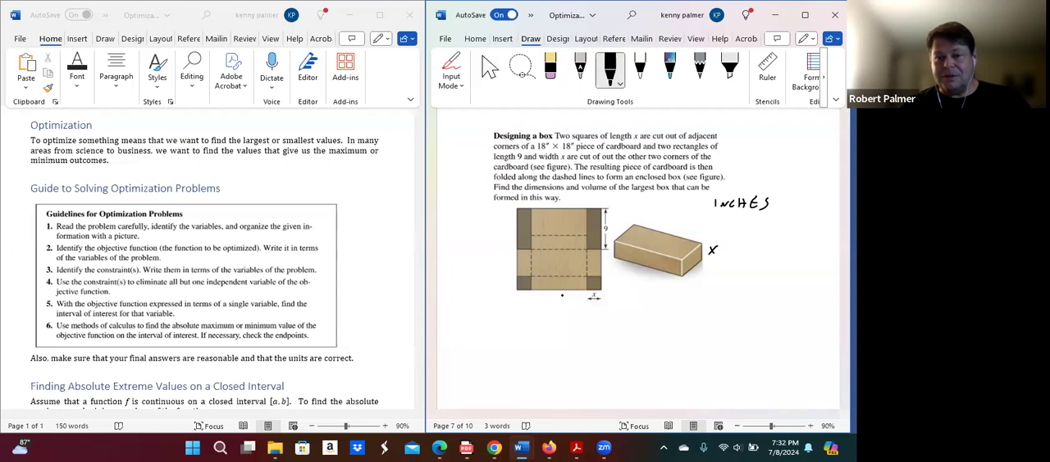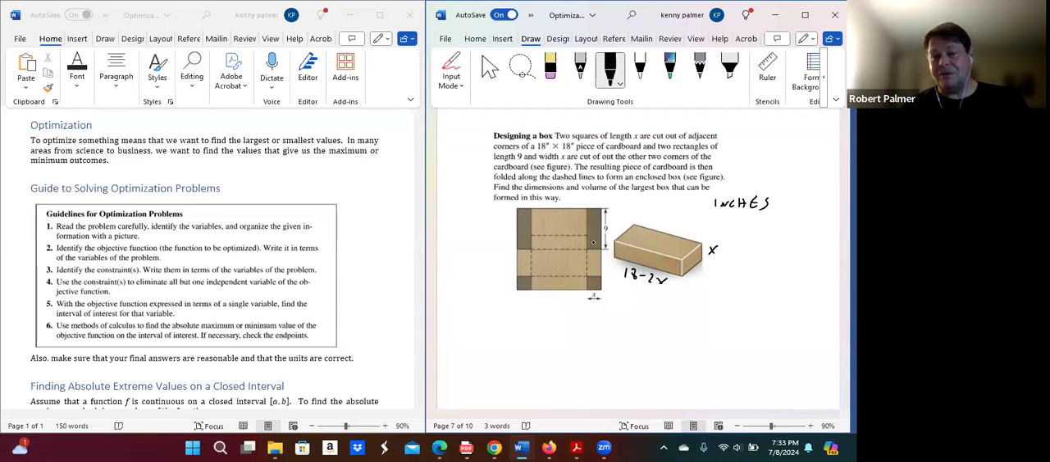Now, let's think about this length right here. So it's going to be here. Basically, this starts out with 18 inches long, and we're cutting a length of x out of each end. So this length is going to be 18 minus 2x along here. Then our width right here, this dimension, think about how we're going to get that. Maybe easier to see it from here.